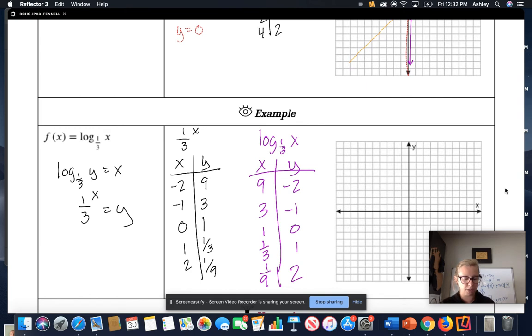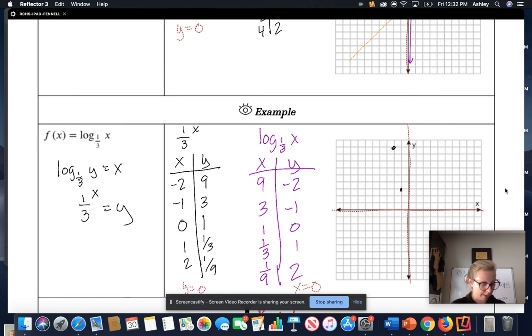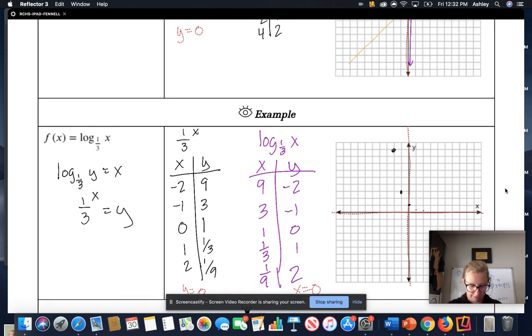All right, so let's go ahead and graph both of these. Let's start with our asymptote. So we know we're going to have a horizontal asymptote at y equals 0 for our exponential function. We're going to have a vertical asymptote at x equals 0 for my logarithmic function. Okay, and then for my exponential, I'll do that in black. So we're going to go -2 is up to 9. And then -1 goes to 3. And then 0, 1. And then 1, barely up 1/3. And then 1/9, even closer to my asymptote. And again, we have exponential decay.